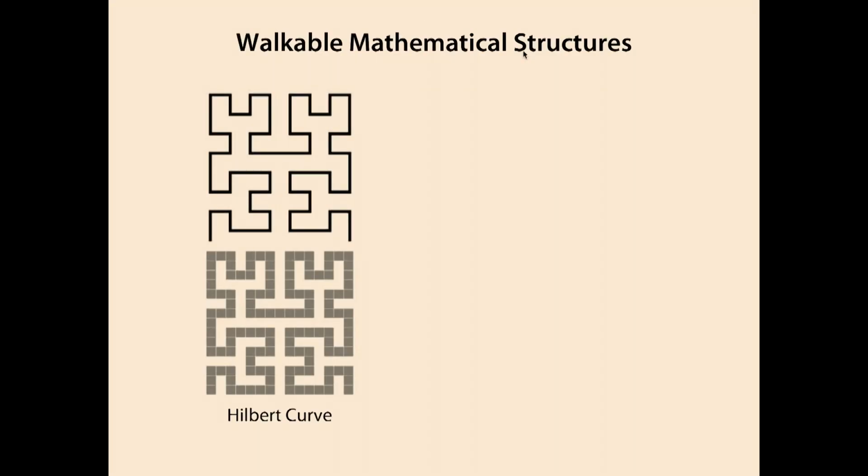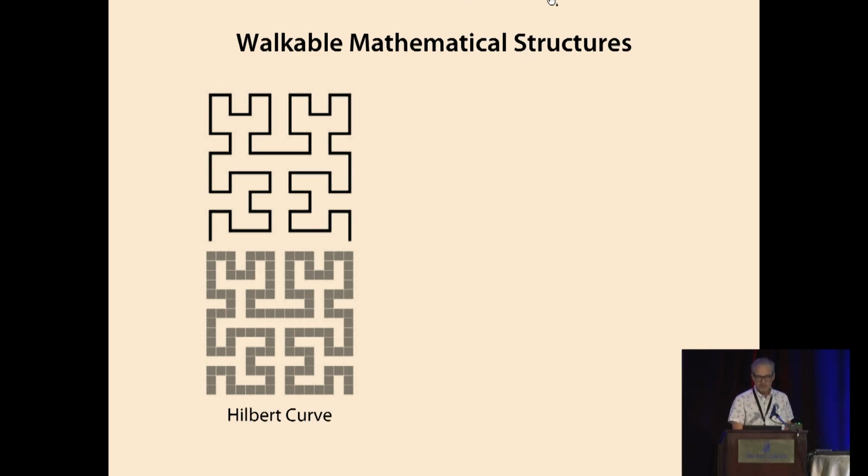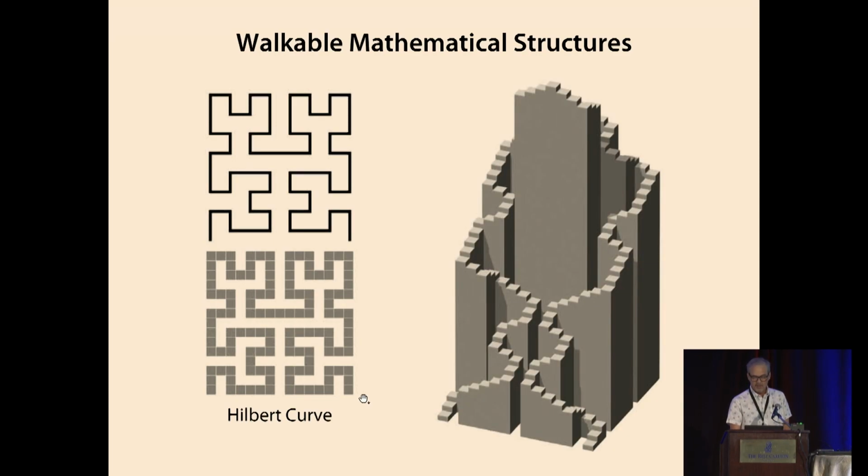So starting with a simple fractal curve, this is the Hilbert curve. You can do a version of that that is made of square tiles. So if we imagine each square tile being a step, you could start at one end and come back out at the other end, and it looks something like this. You get this interesting tower structure.